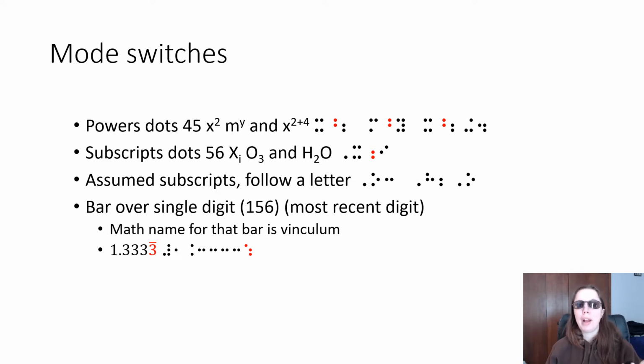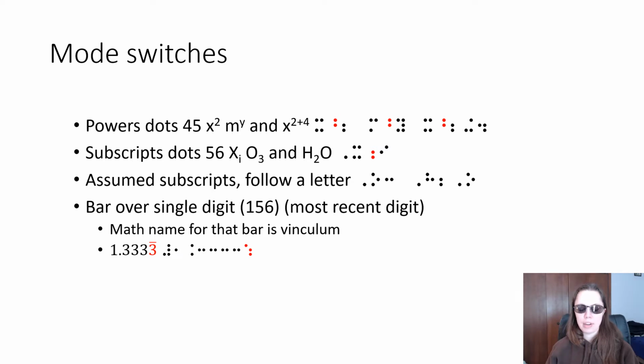So since we don't have numbers after letters, in Nemeth, this was shortened using an assumed subscript, which is whenever a plain number follows a letter, we just assume it is a subscript. And we assume it is a number because it's written in the lower half of the cell. We know that it's a number and not a letter C. So we don't even use the numeric indicator for this.